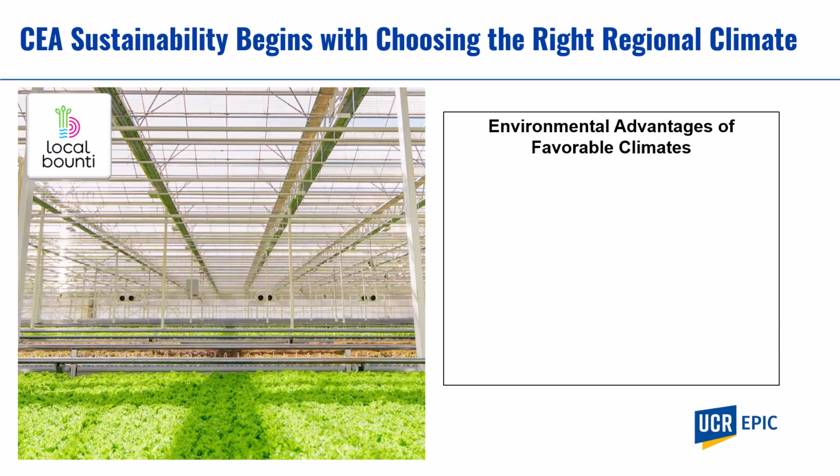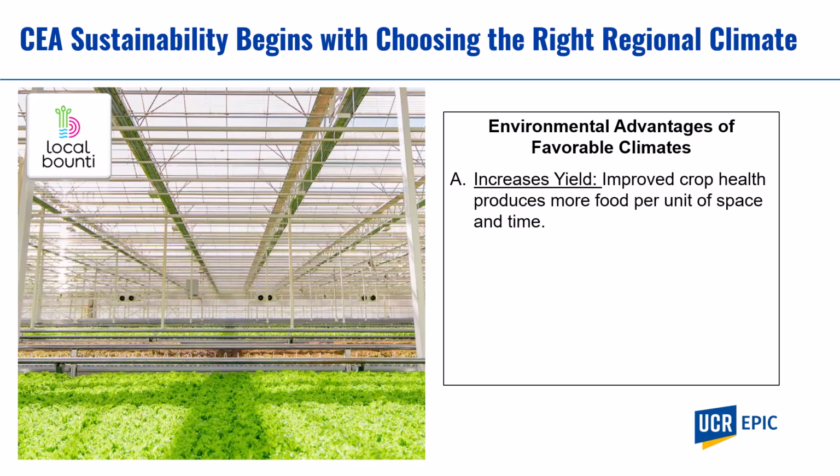And here's why. Here are the environmental advantages of favorable climates. Number one, it's going to increase your yield because improved crop health and reduced crop stress produces more food per unit of space and time. It's just a matter of having really healthy, vigorous crops, fewer crop losses under extreme weather, and being able to deliver yield. And the more yield you produce, the more efficient you are at producing yield, the more environmental benefit there is.